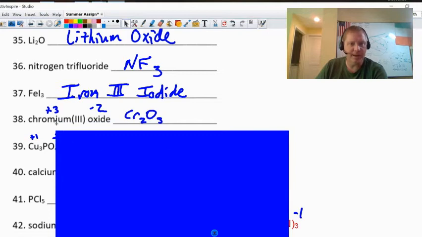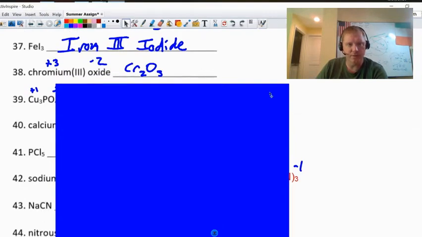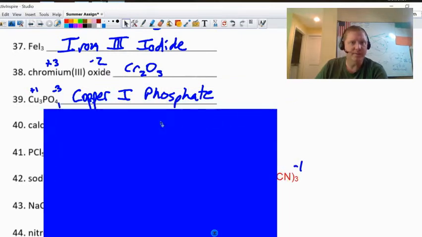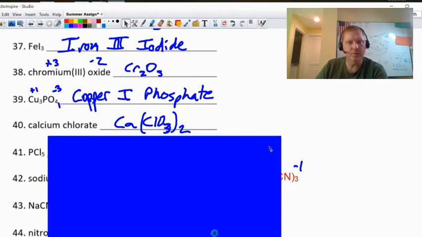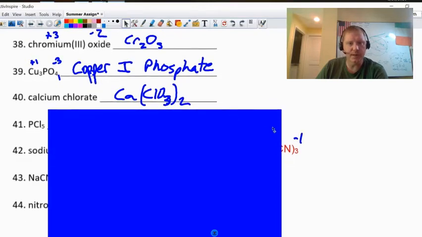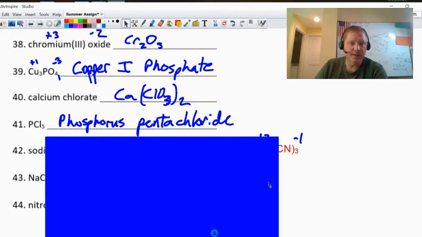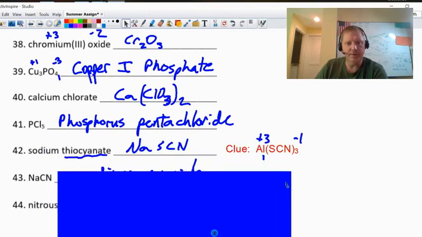Chromium 3 oxide. Chromium's a +3, oxygen's a -2. There you go, Cr2O3. Copper 1 phosphate. There's only one phosphate here. It's a -3. There's 3 coppers, so that must be a +1. That's where that Roman numeral came from. Calcium chlorate, awesome sauce boss. And that's 2 nonmetals, so we have to use prefixes.